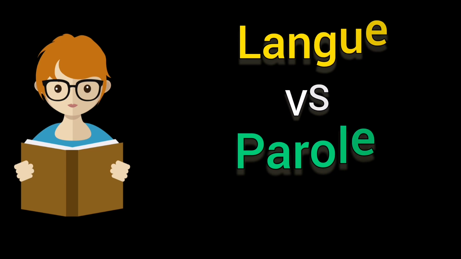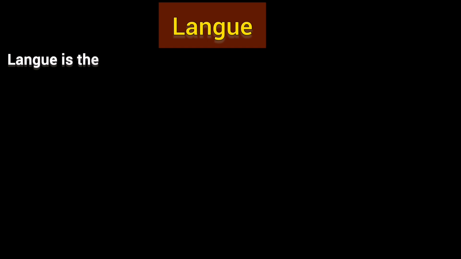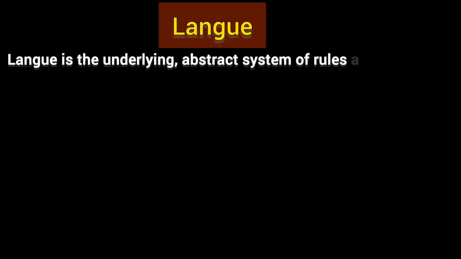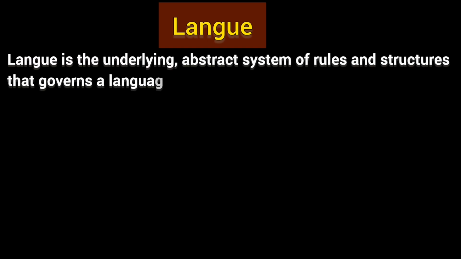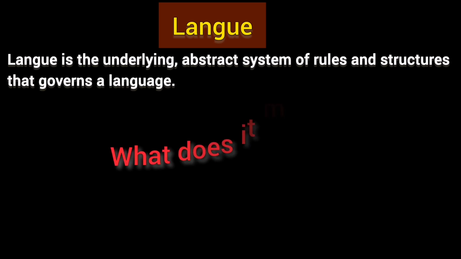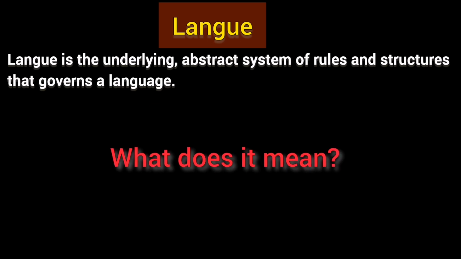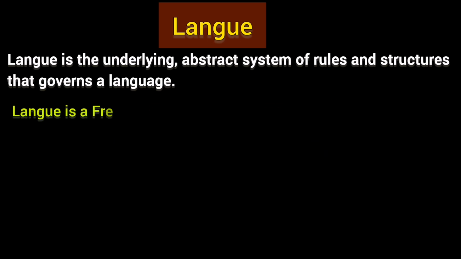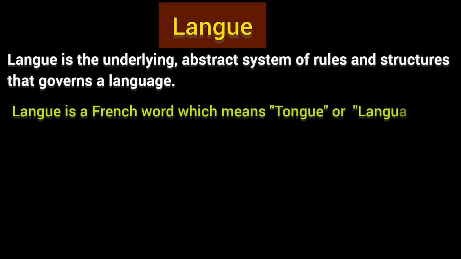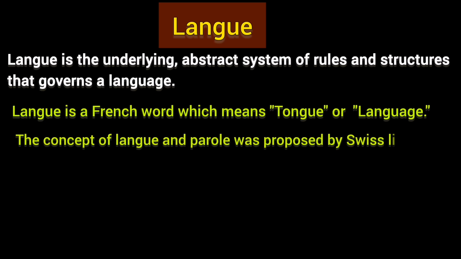Let's first learn Langue. Langue is the underlying, abstract system of rules and structures that governs a language. What does it mean? First you need to remember that langue is a French word, which means tongue or language. Secondly, you should also keep in mind that the concept of langue and parole was proposed by Swiss linguist Ferdinand de Saussure. But the question is, what is langue according to him?